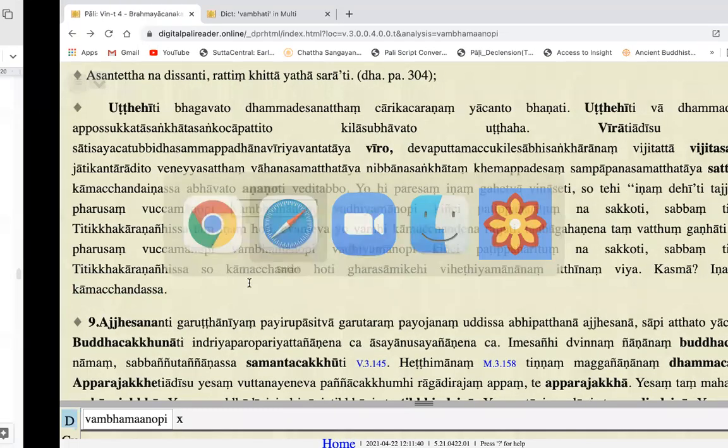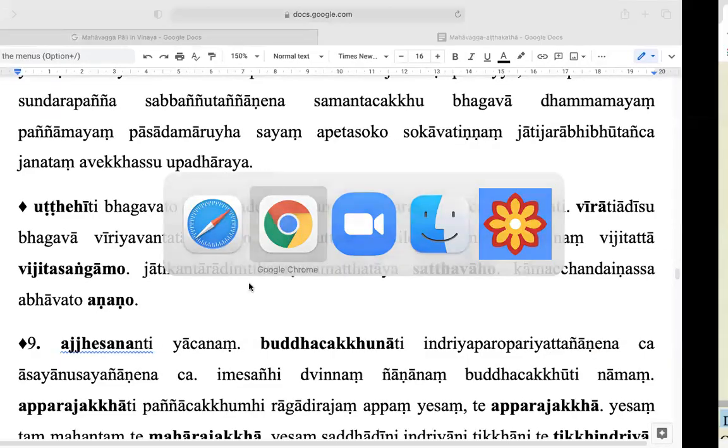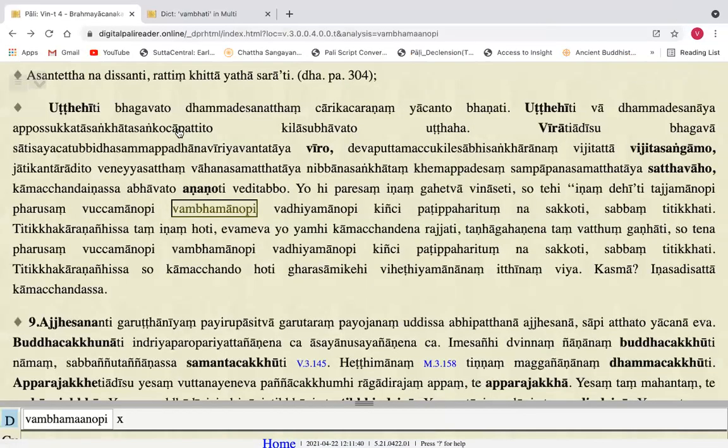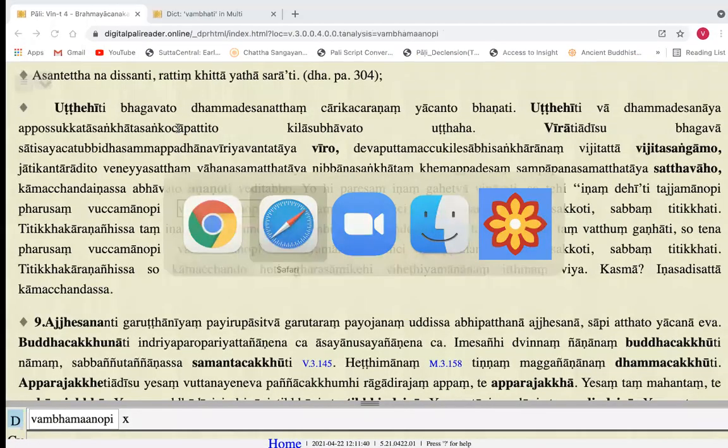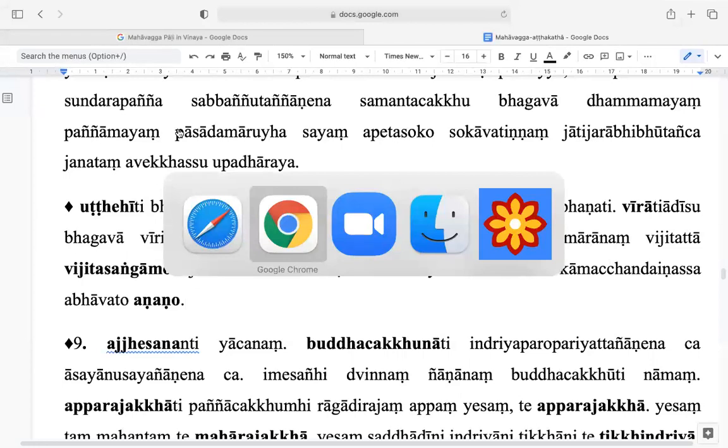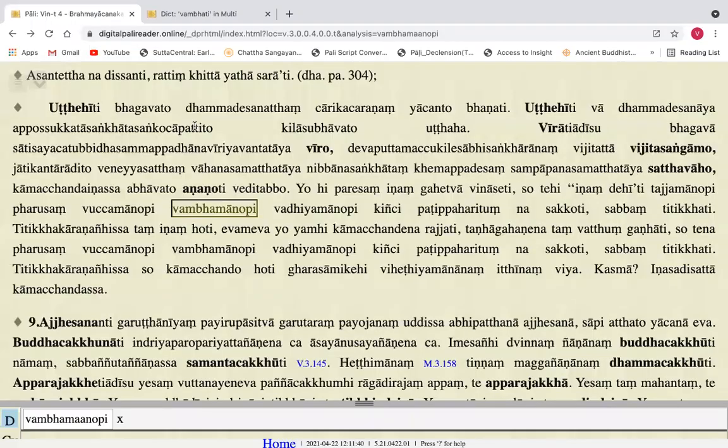Okay, only one stanza we finish. So okay, any question? Yes, hi Sayadaw. I have a question about the long word in the Tika. Okay.